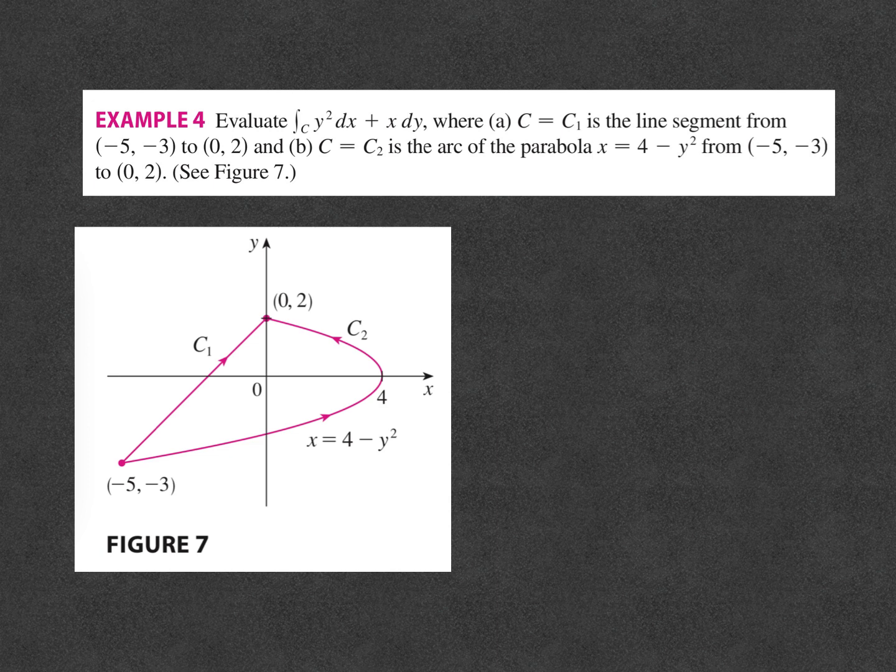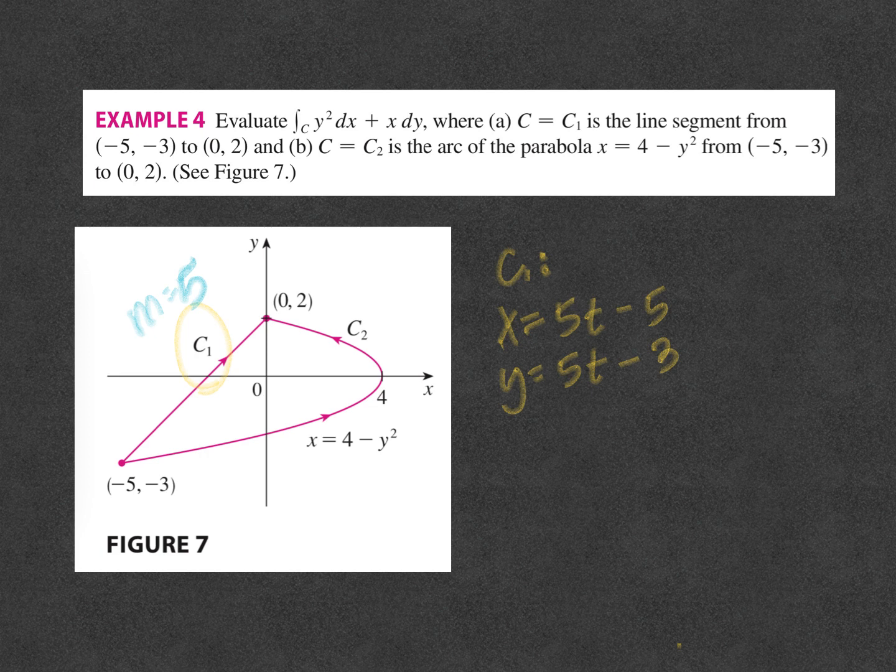So let's start with the parameterization of a line segment. Now when you look at this line segment, we're going to start over here, and we need the parameterization for this line segment C1. Notice the slope of this line is m equals 5. So we're going to say x equals the slope, which is 5 times t, minus that x value, 5. And y is equal to 5t minus the y value of 3.